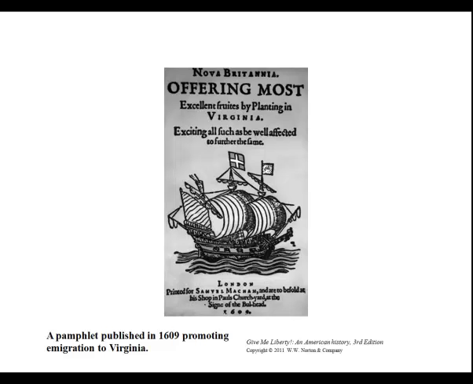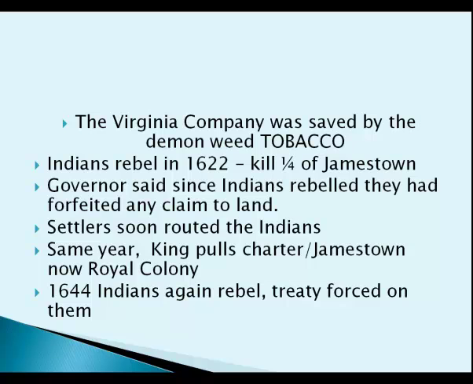The pamphlet, published in 1609, I think we did this one before. So the Virginia Company and the colony of Jamestown was saved by the demon weed tobacco. In 1622, the Indians rebelled and killed more than 25% of Jamestown people. And the governor said, you know, the Indians have rebelled. They forfeited any right or claim they had to the land. And it didn't take long before the settlers overcame the Indians.